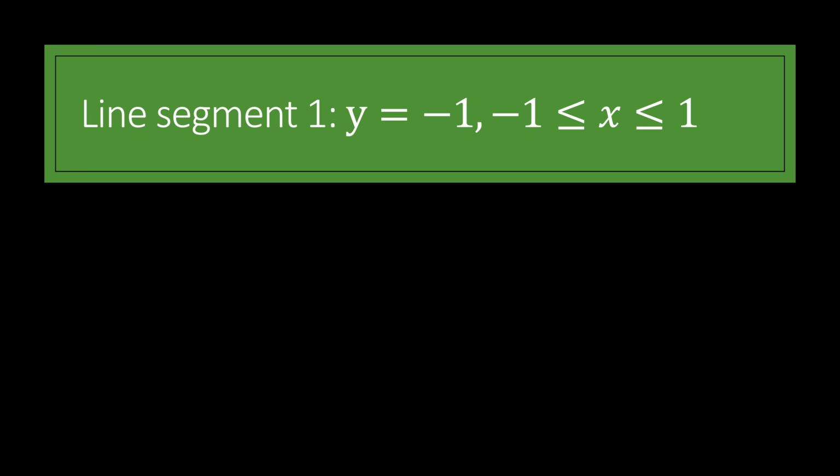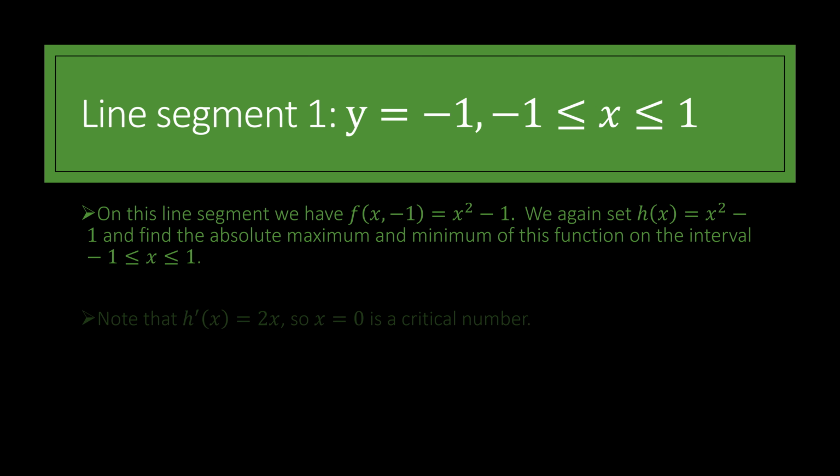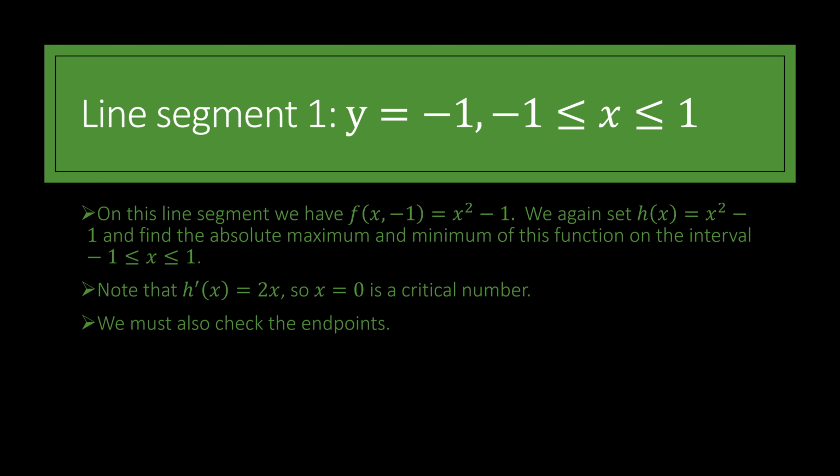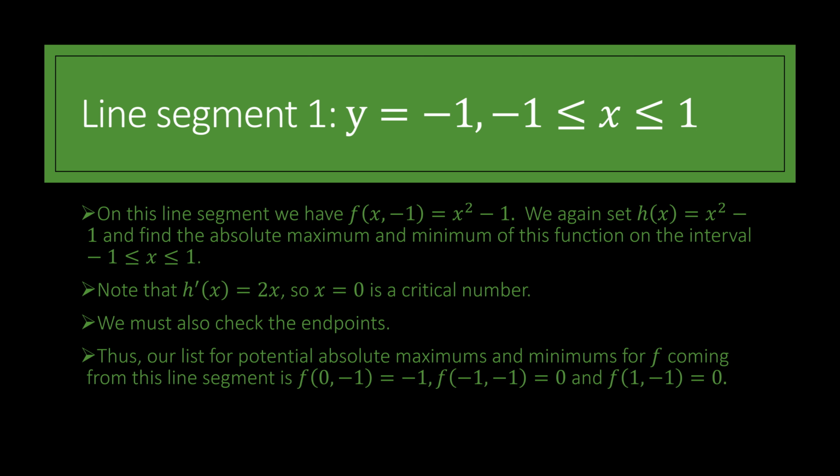Finally, line segment 4. Y is equal to negative 1, and negative 1 is less than or equal to x less than or equal to 1. And we just go through the exact same procedure. So I'm just going to skip through this because it's the same procedure. And we get these 3 values.